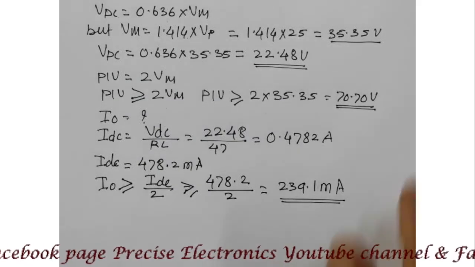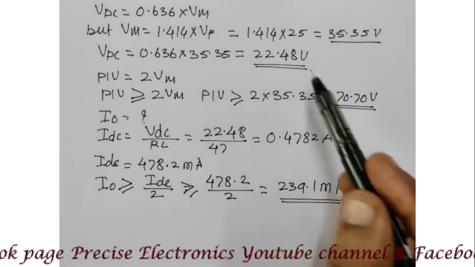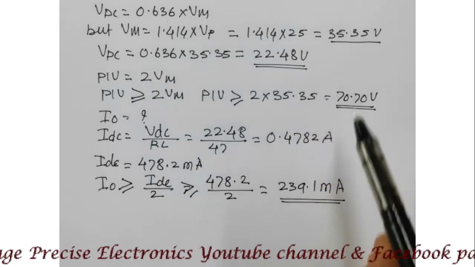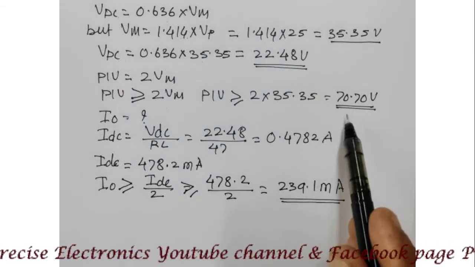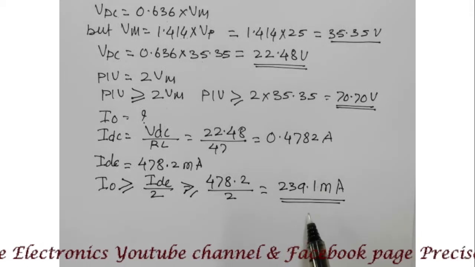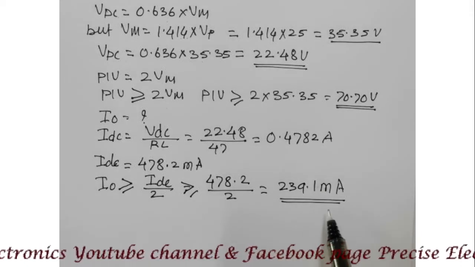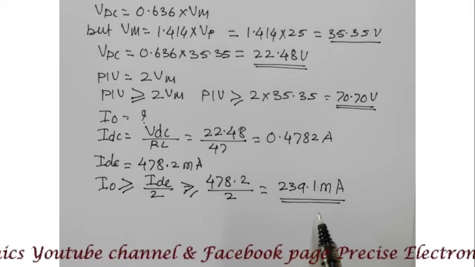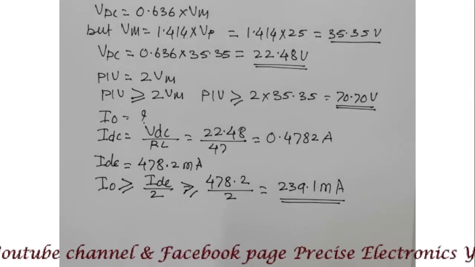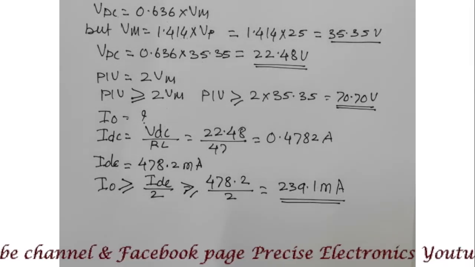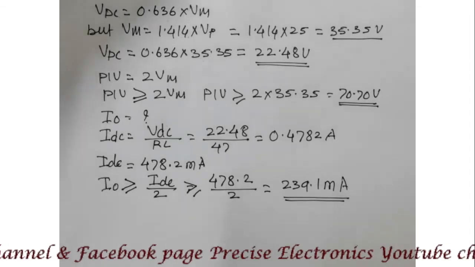So first answer, the average voltage or output voltage is 22.48 volt. PIV is 70.70 volt and the current rating of the diode is 239.1 milliampere. So these are our answers. Okay, now we are moving towards the next numerical.